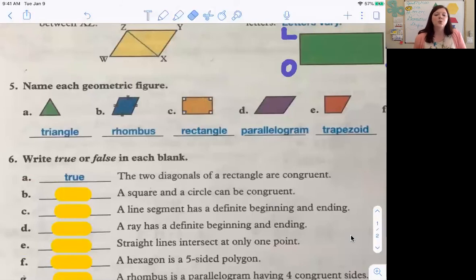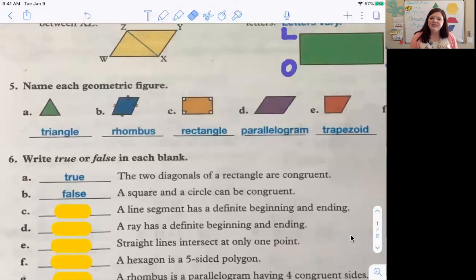Letter B, a square and a circle can be congruent. Let's think about what the word congruent means. Congruent means they're the same shape and the same size. Is a square and a circle, are they the same shape? Absolutely not. So that would be a false statement.